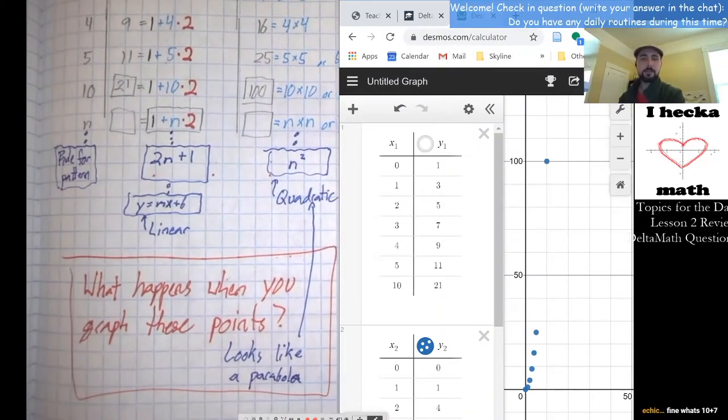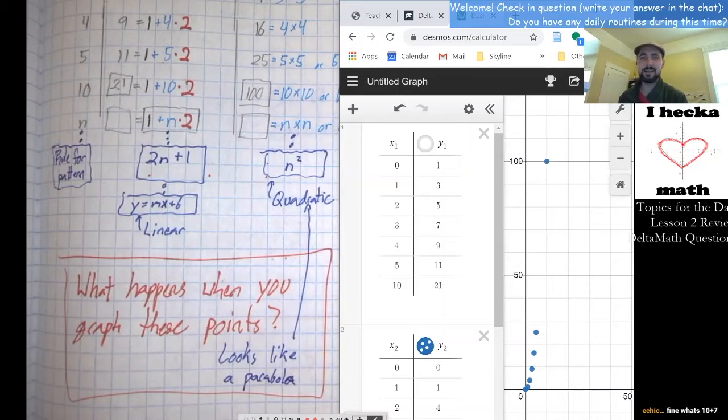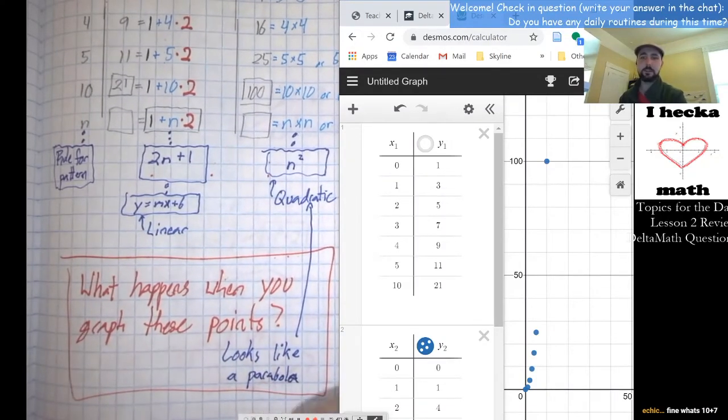All right, so that's the answer to this question, right? Lines look like lines. Lines look like lines, and then the quadratics. This one at least seemed to look like a parabola.